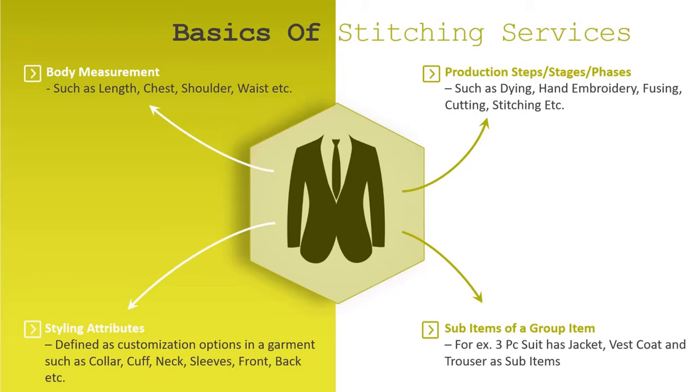Third, production workflow. Each garment may pass through a sequence of activities during production. They are called processes of production. Fourth, sub-items. If the defined outfit is a bundle of outfits such as a three-piece suit, then the list of sub-items has to be declared. The beauty of Darziware lies in handling all of these very effectively. Let us learn the same.